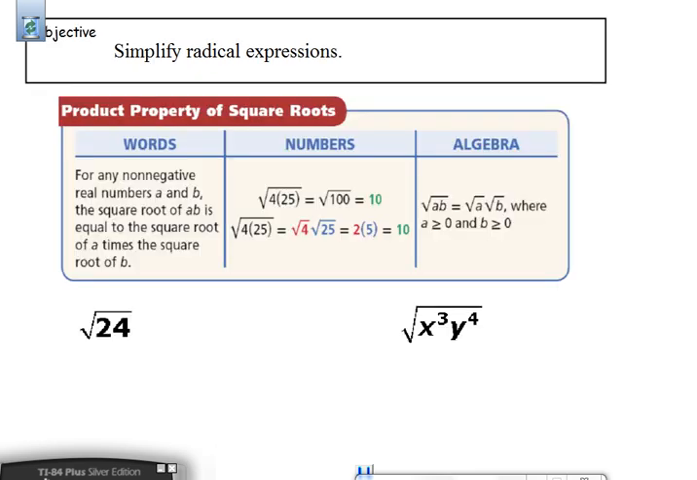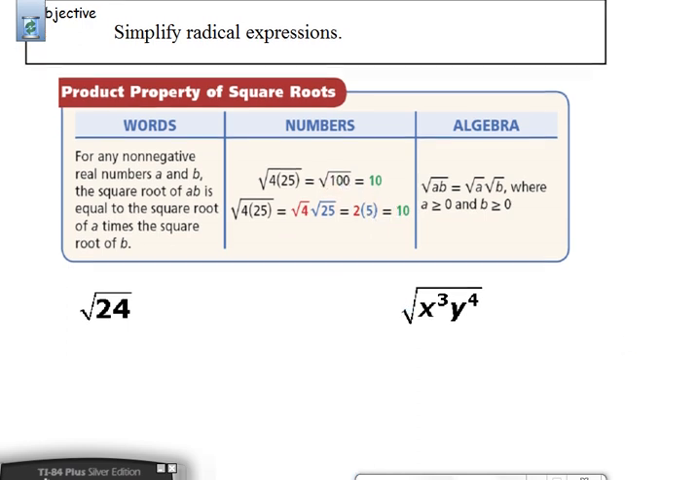The product property of square roots. For any non-negative real numbers a and b, in other words, inside the radical we're not going to have negative numbers, the square root of each number multiplied together is the same thing as the square root of the product. So, for example, the square root of 4 times the square root of 25 is the same thing as if I had multiplied 4 times 25 to get 100. The square root of 100 is 10. So we can also do the reverse of that.